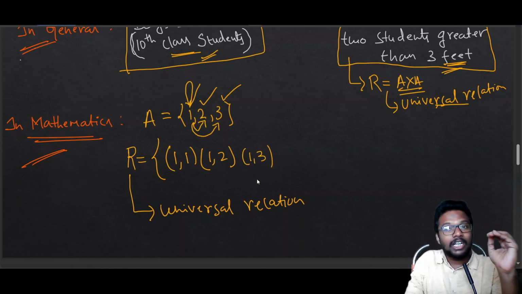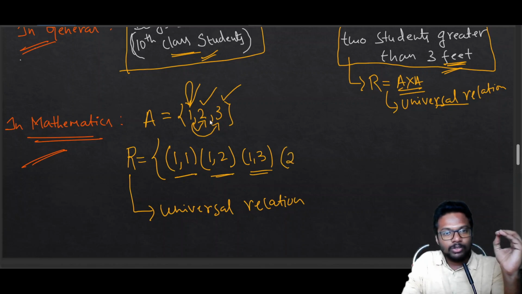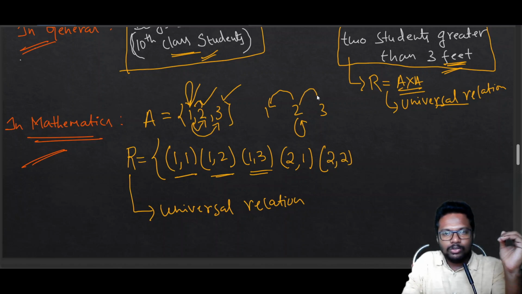Okay, so each element is related to every element of A. This is the definition. I have considered 1 is related to every element of A, and every element of A is 1, 2, 3. So 1 is related to 1, 1 is related to 2, and 1 is related to 3. Next I have to consider 2, which is also an element of A. In a similar way, 2 is related to 1, 2 is related to 2, and 2 is related to 3.